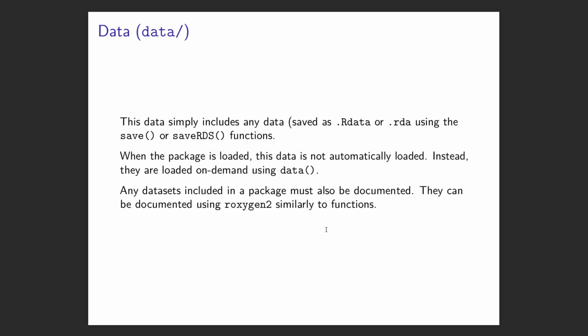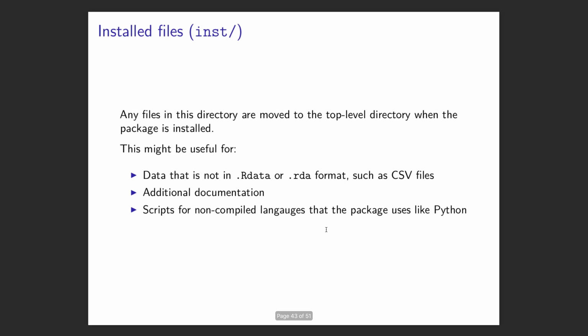Typically, these should be relatively small, and this also is specific to the .rdata or .rda files. If you want to include, say, a CSV or XML file or something, that would be included in a different way. Any data sets that you include like this must also be documented. They can be documented using Roxygen2 in a similar way that you document functions, or you could also just write the Rd file by hand. I'm not going to go into documenting data right now.